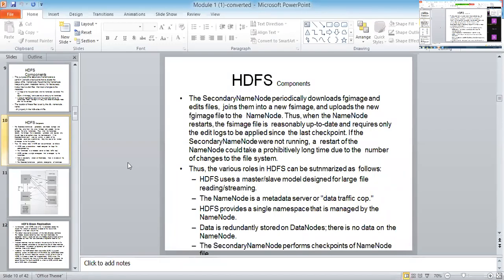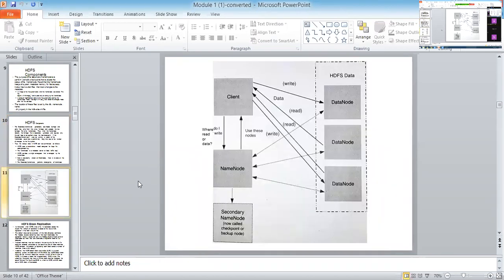And do you know what is the meaning of a checkpoint? The main meaning of a checkpoint is to check whether any edit has happened or not with respect to the name node. Okay. Guys, that was about where to read and write the data in case of a transaction in an HDFS file. Okay.